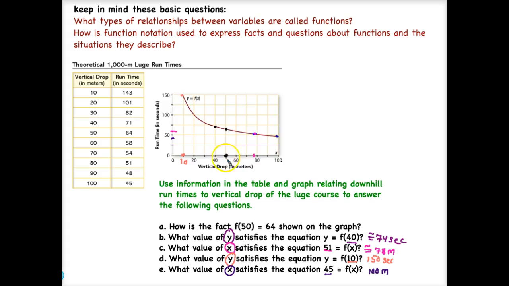You should remember that this x-axis is your independent variable, and the y-axis is your dependent variable. It depends on your x-axis. So the runtime for the luge depends on the vertical drop. And you can see in this table, the greater the vertical drop, the faster the runtime. So in other words, the steeper, the faster somebody goes down.